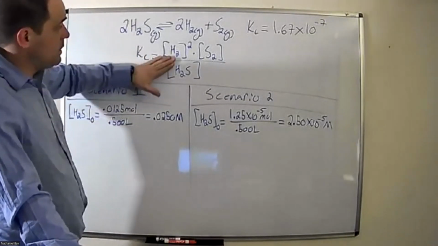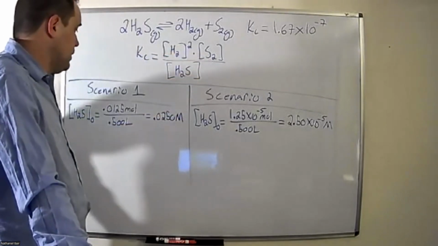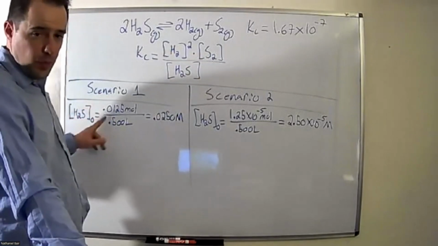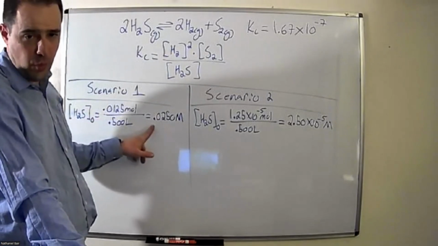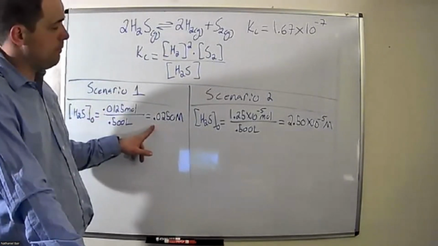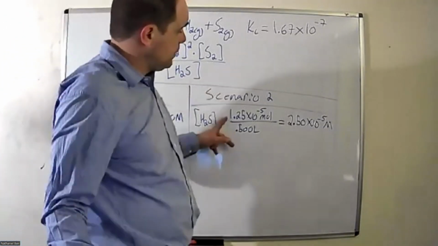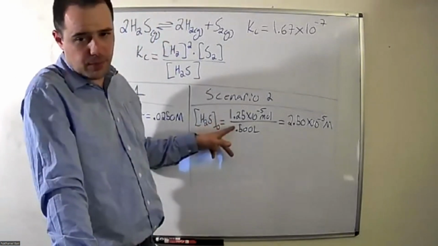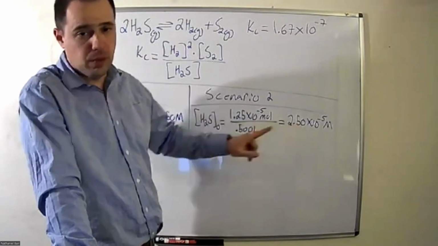The equilibrium constant is equal to [H2] squared times [S2] over [H2S] squared. Okay, now, in scenario 1, there were 0.0125 moles of H2S in a half a liter flask. That's a 0.0250 molar initial concentration. And then in scenario 2, there was far less H2S. It was 1.25 times 10 to the negative fifth divided by 0.5. That's only a 2.50 times 10 to the negative fifth molar solution.